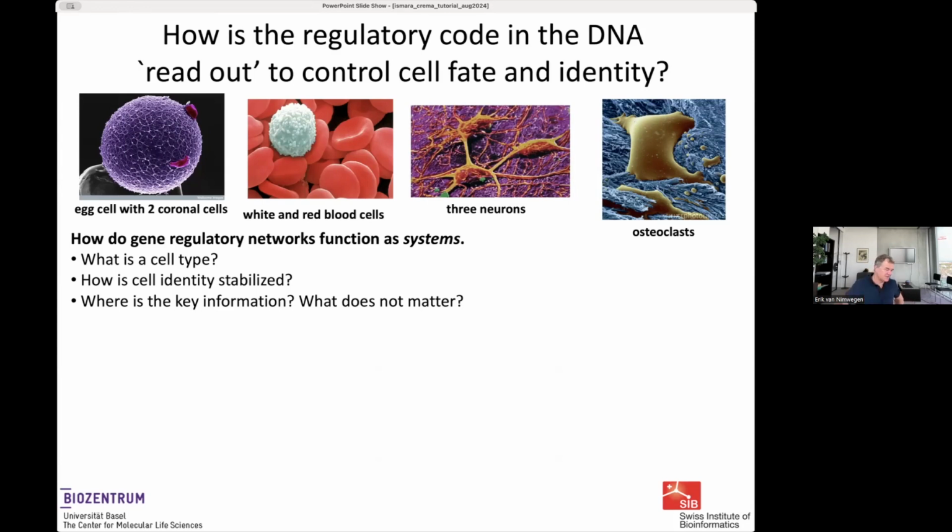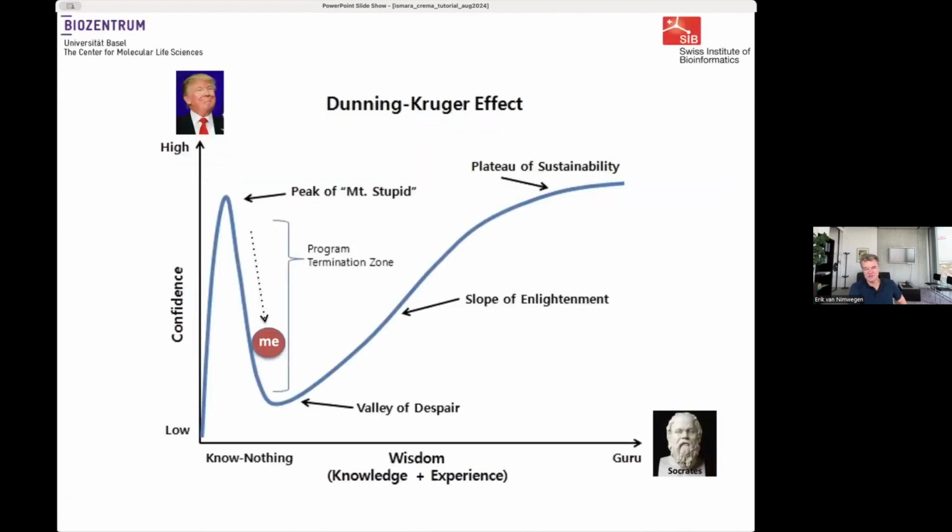All right, so I started working on this topic now almost 25 years ago. And at the time, I was very convinced that with the establishment of genome sequencing and the ability to measure the expression of all genes, this would be a problem that we were going to solve on a fairly short time scale. But it turned out to be a little bit more difficult.